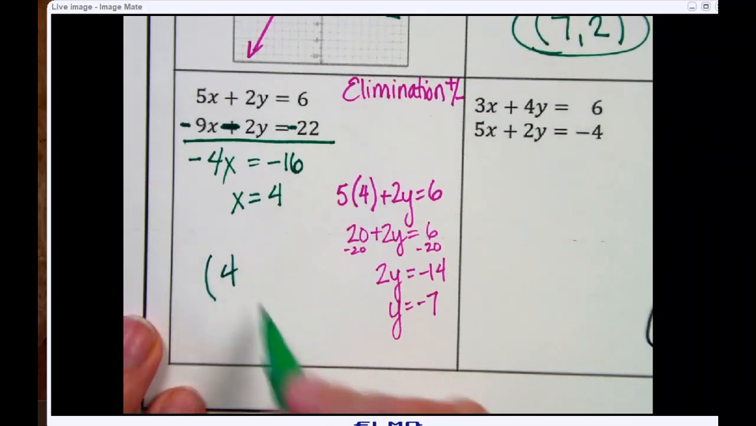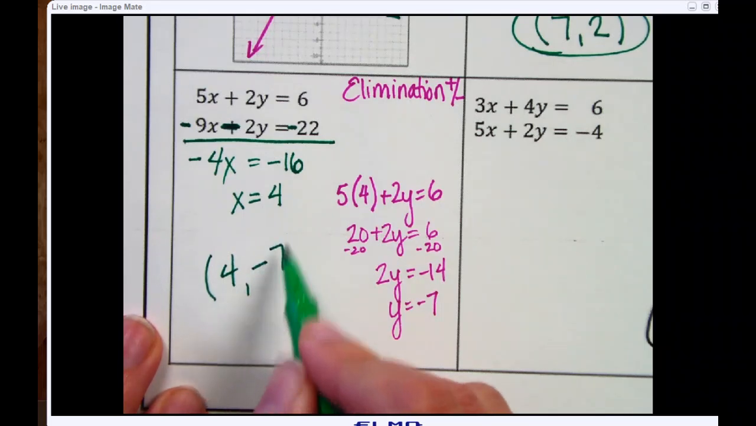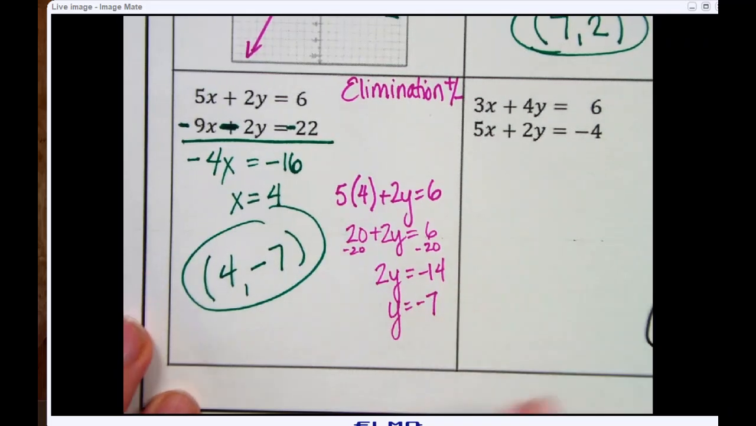So our x and our y. Does this feel kind of familiar from last year-ish? You guys are going to need to spend some time and ask me questions then.